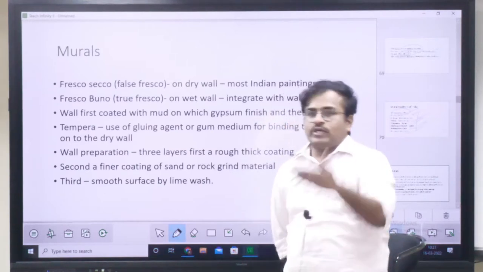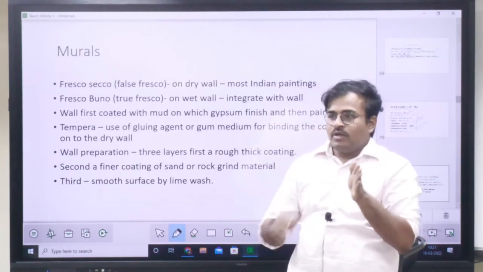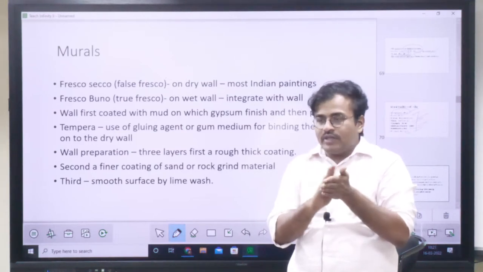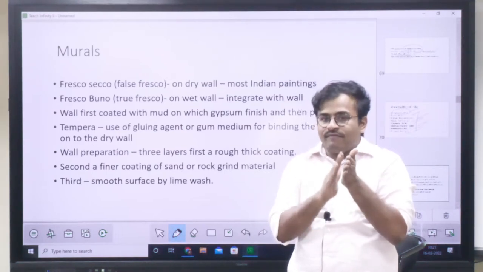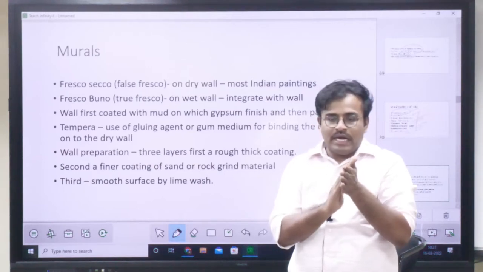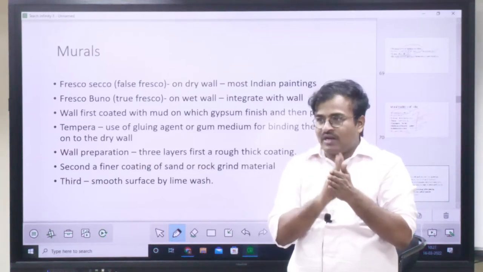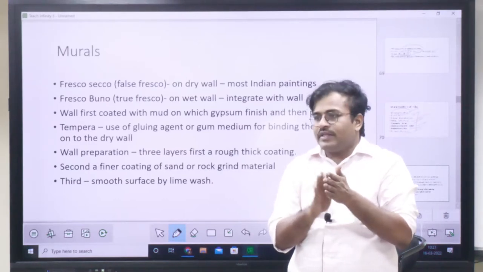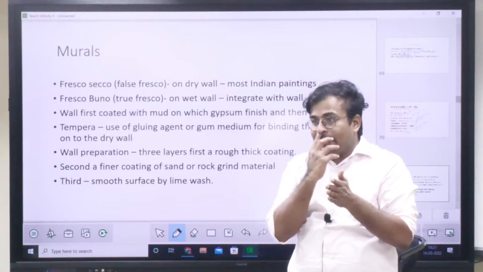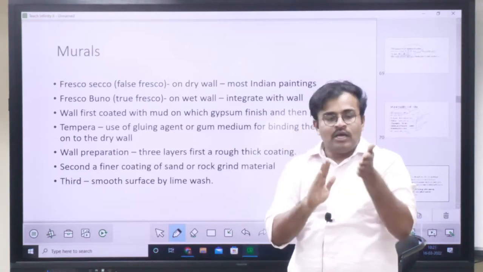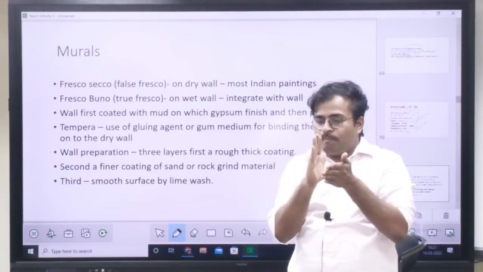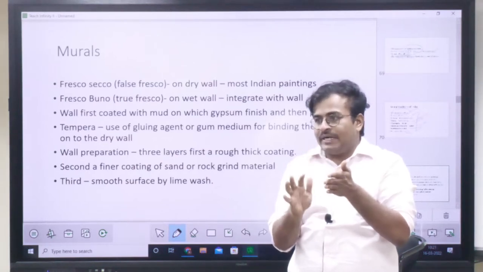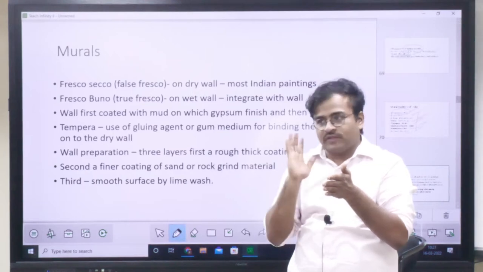See, let's suppose a cave wall is there. On that, the painting has to be done. But before drawing the painting on the wall, they will first give a finer finish to the wall. And after giving a finer finish with the help of clay, limestone, and other things, if the painting is drawn, then it is known as fresco painting. And it can be done in two formats. One is, after preparing the wall, you permit the wall to dry, and then on the dried wall you draw a painting, then it is known as fresco secco or false fresco.